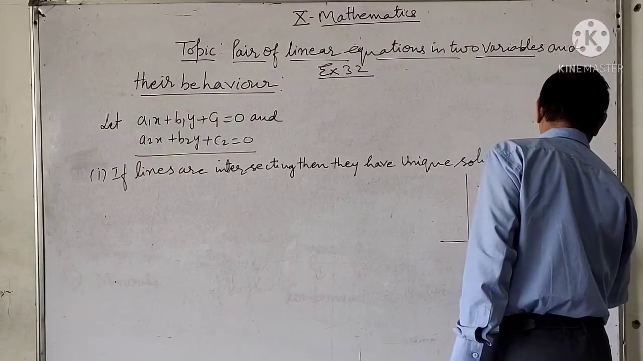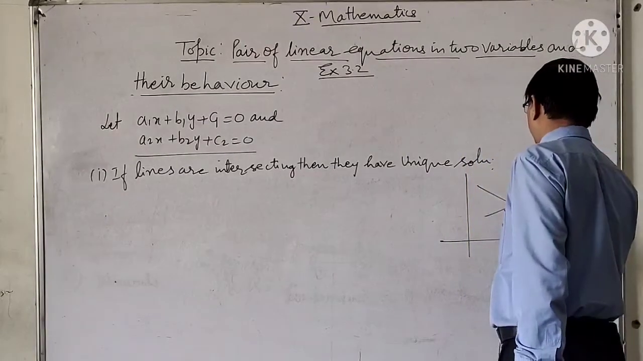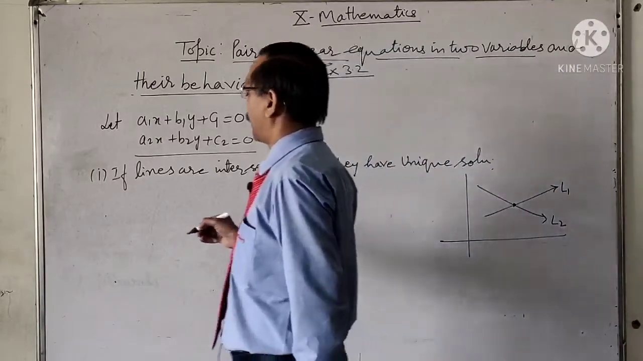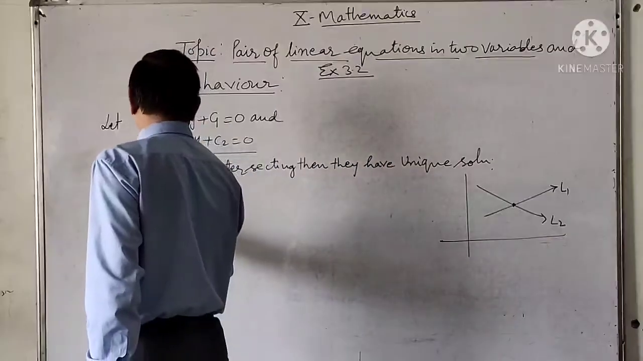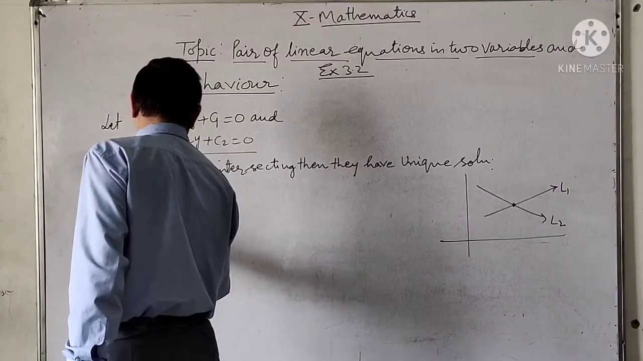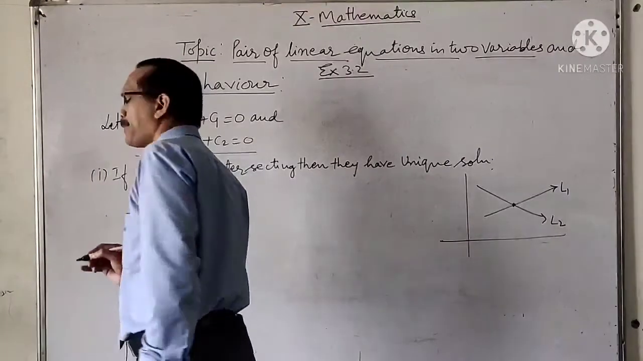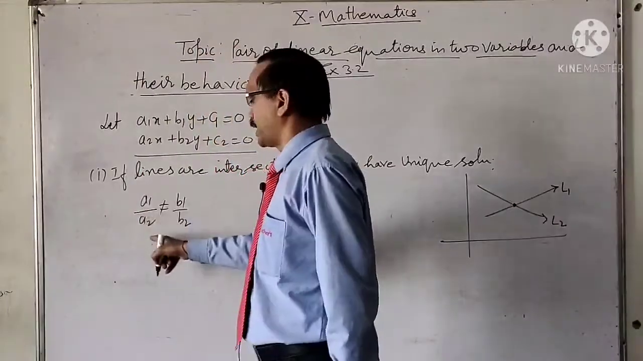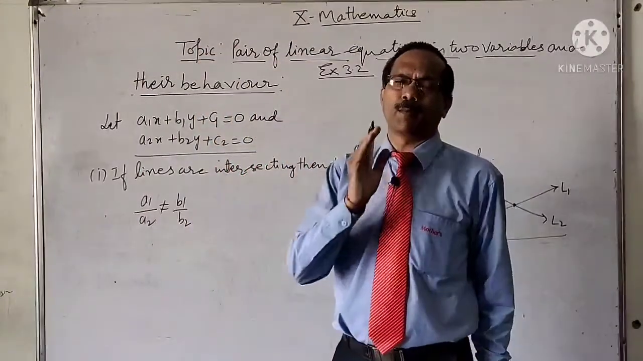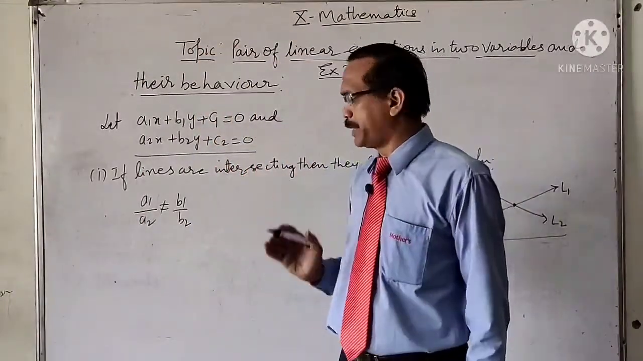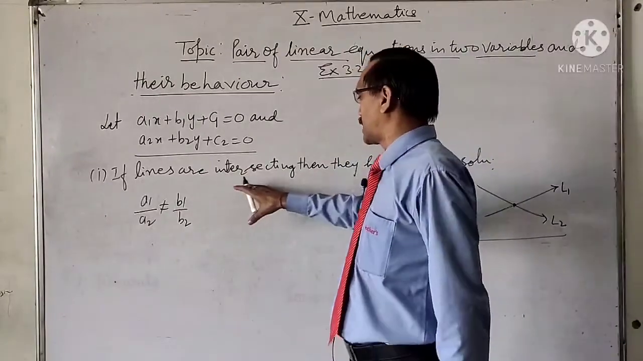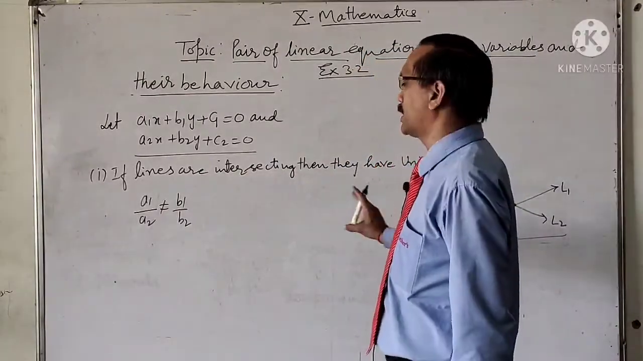L1 and L2. Here lines are intersecting and the condition for that is a1 upon a2 is not equal to b1 upon b2. When these two ratios are not equal, a1 upon a2 is not equal to b1 upon b2, then lines are intersecting and they have a unique solution.